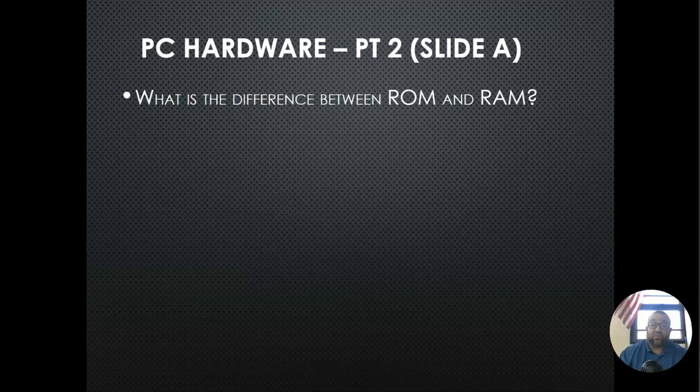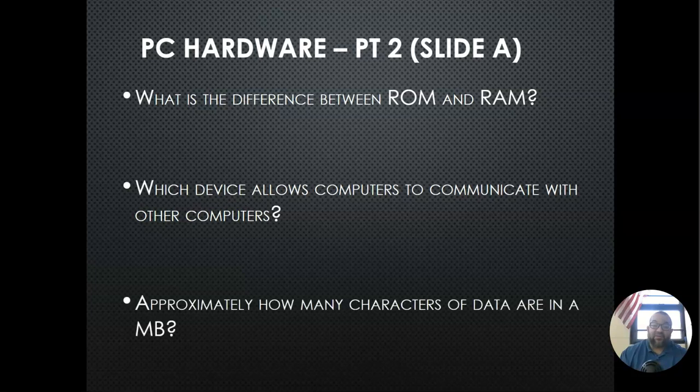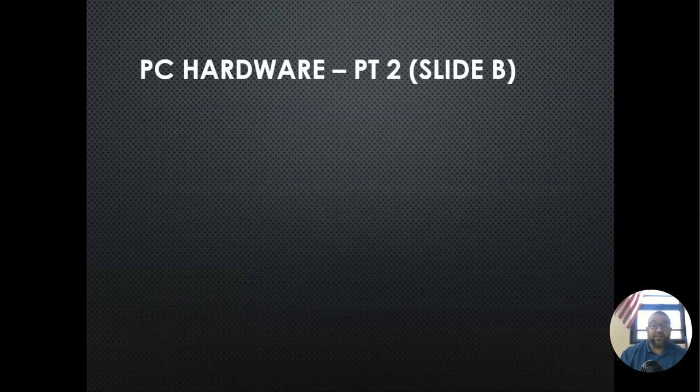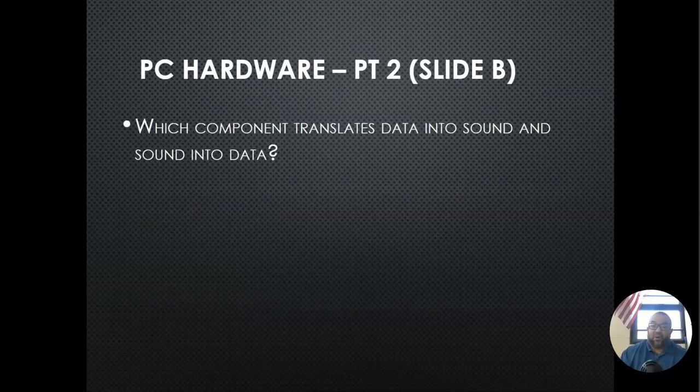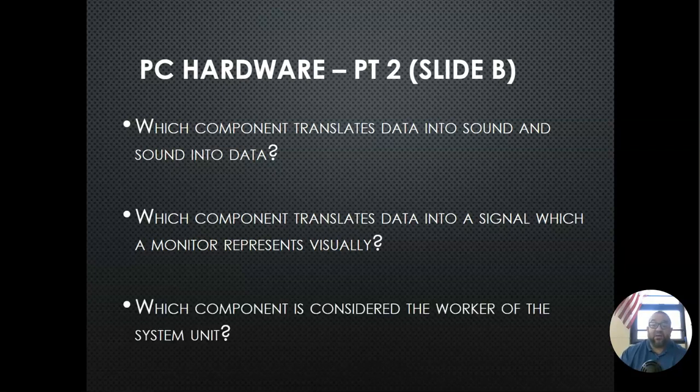So on your activities, you have 2 slides. You got a question here. What's the difference between ROM and RAM? Which device allows computers to communicate with other computers, and approximately how many characters of data are in a megabyte? You'll have to refer back to the first lesson for that. And then there's a slide B. Which component handles the sound? Which component handles the video? And which component is considered the worker of the system unit?